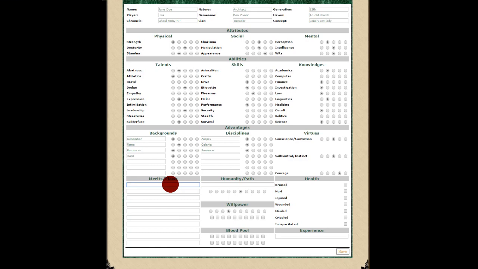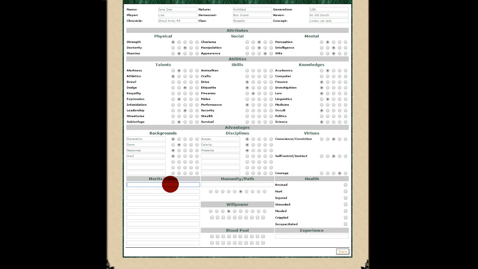But with your flaws, you can only gain up to 7 freebie points. You can have more flaws. You can have flaws that give you like a plus 20, but you can only use 7 of those points to put back into other points or other merits or stuff like that.